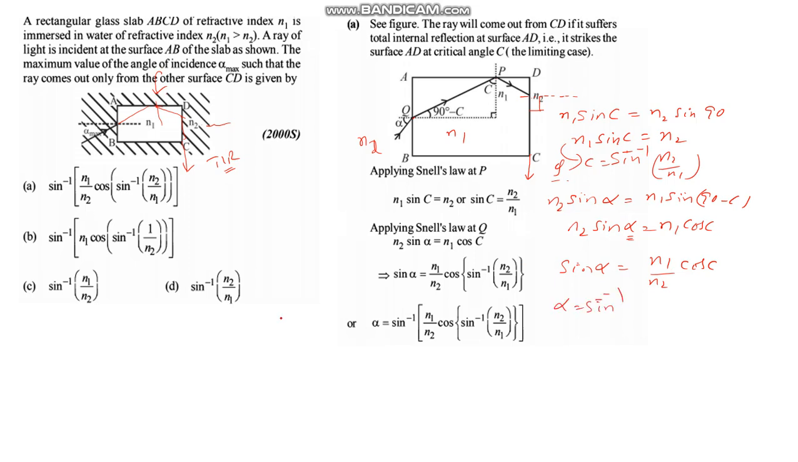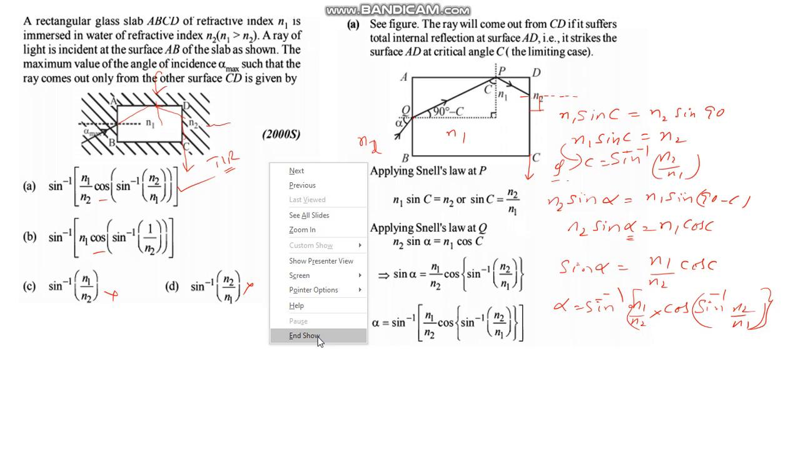So you have to look for the options now. This option and this option are ruled out because they look like some big equation. Sine inverse of N1 by N2 into cos C. But what is C here? C is again sine inverse of N2 by N1. This much is happening here. So this is cos of, and finally you are getting N2 by N1. So this is the right answer. Okay, so some typical questions I have shown you. This is the approach you have to adopt for solving questions.